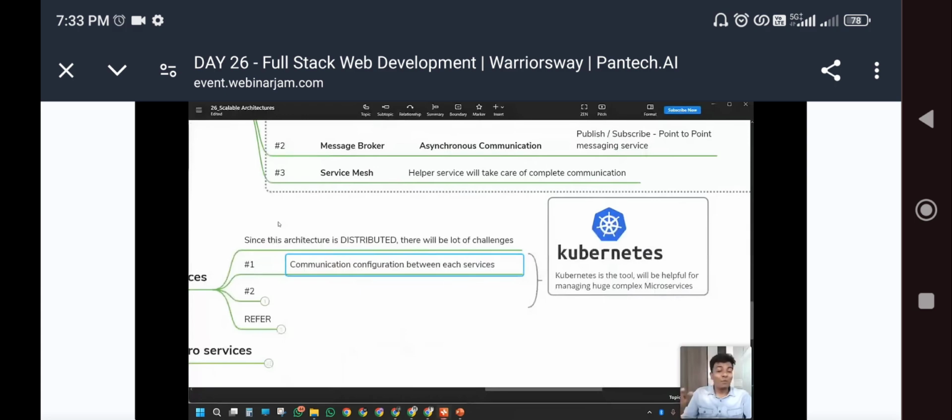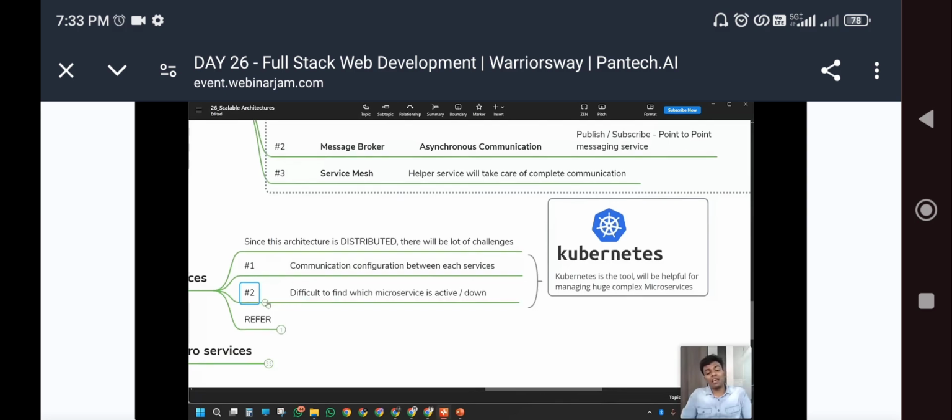But here, you might use Python with Flask to work on one specific microservice. Another person might use Java to work on the microservice for add to cart. So just imagine the communication. That is one of the difficulties: the communication configuration between each and every service, which is a very important challenge, and also that it is difficult to find which microservice is active or down. Guys, just think about it. Think for a few seconds.